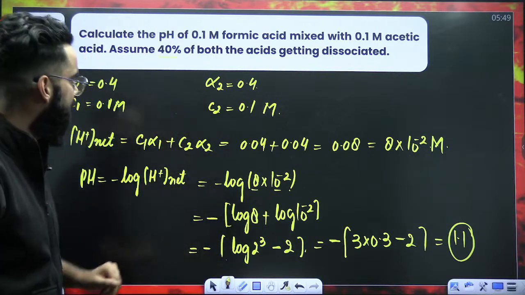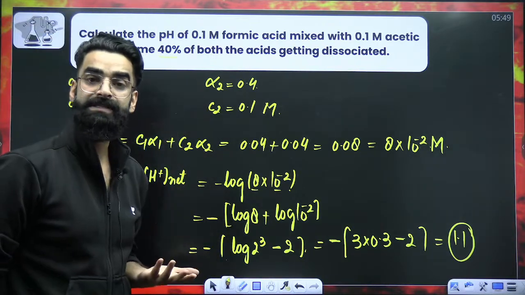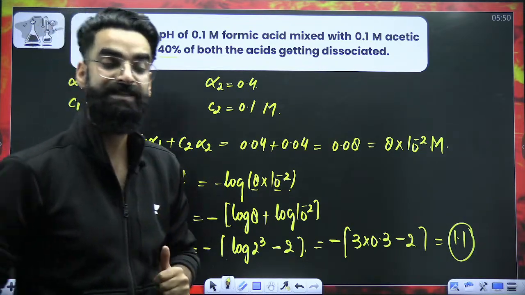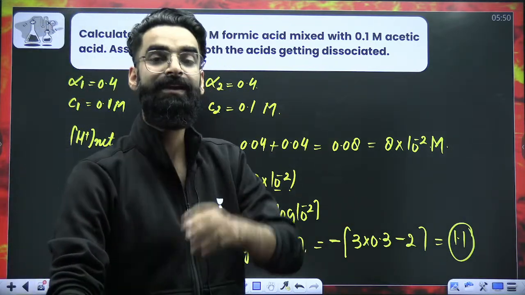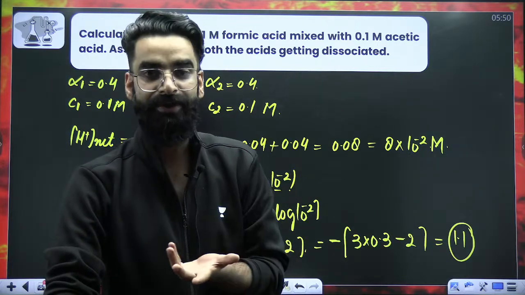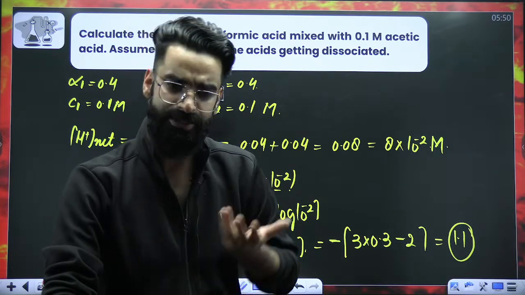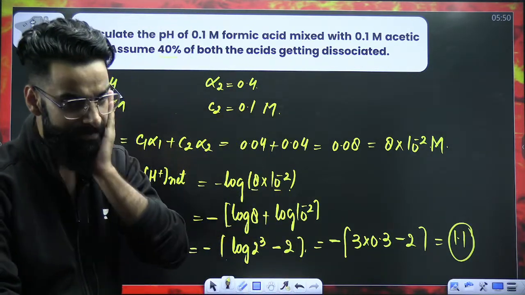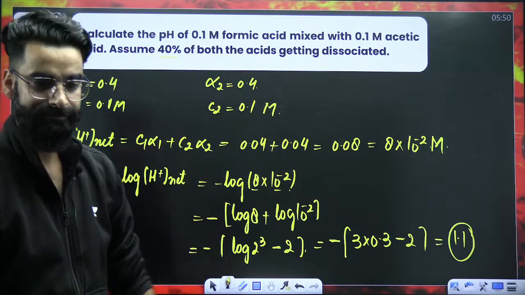Now imagine if alpha 1, alpha 2 was not given to us. If we were given with Ka1 and Ka2 value, then how would you calculate H positive concentration net? Then it's going to be under root of Ka1 C1 plus Ka2 C2. From there you can calculate the H positive net concentration, multiply that with minus log, get the pH of the resulting solution. Yeah? Clear till here?